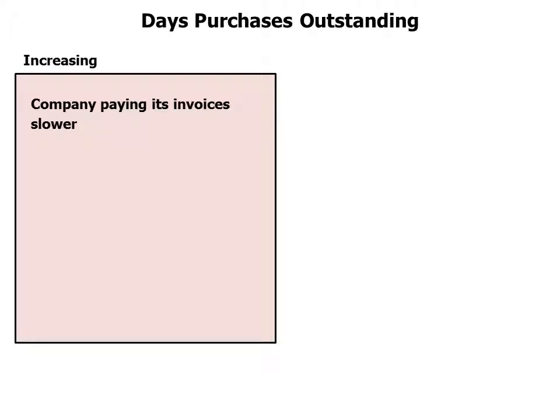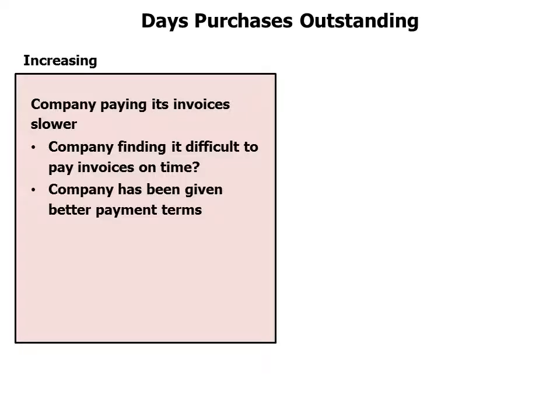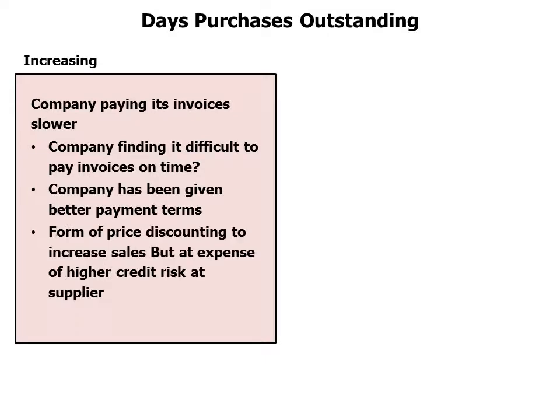And we'll look at days purchase outstanding. If it is increasing, it means the company is paying its invoices slower. So a question to ask is: is the company finding it difficult to pay invoices on time? Is the company in some form of financial distress? Alternatively, the company may have been given better terms by its suppliers to incentivize it to buy more. And it's a form of price discounting to increase sales, but at the expense of higher credit risk at the supplier. Or it may be that the company has imposed this on suppliers where all of the power lies with the company.